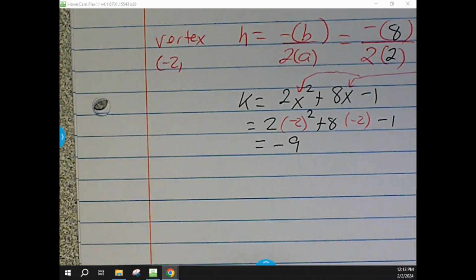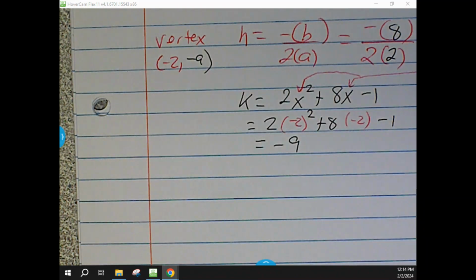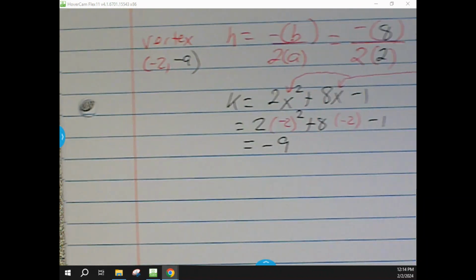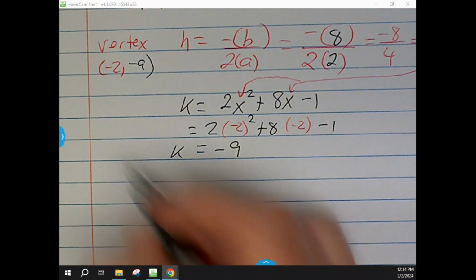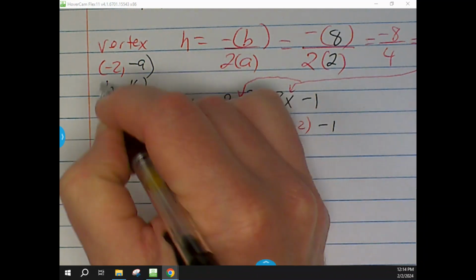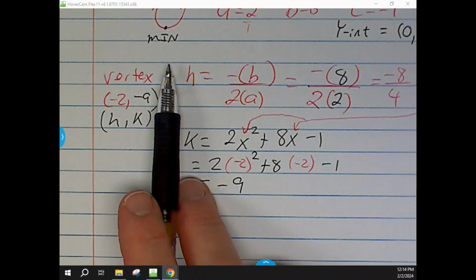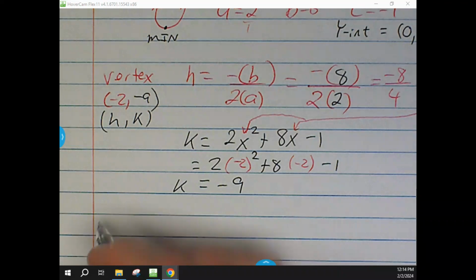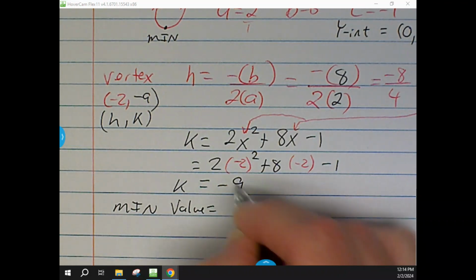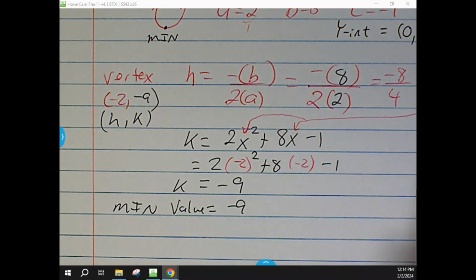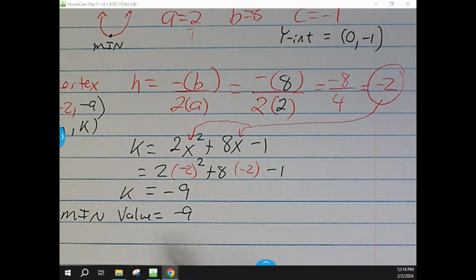All right, so now we know that our vertex is at negative 2, negative 9. So again, that's our h and that's our k. So we got our vertex. We know it's a minimum. Now if they ask for the min value, it's that number that you get there. So after you plug in this x value, the h value, whatever answer you get, that's your minimum value.